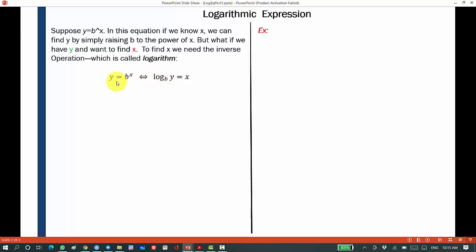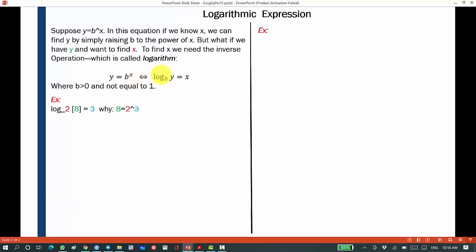In other words, in the first equation, we have x and we want to find y. Then we use this exponential equation. In the second equation, we have y and we want to find x. Then we use the logarithmic equation or operation. Remember that b is positive and not equal to 1, which is the base in both equations.